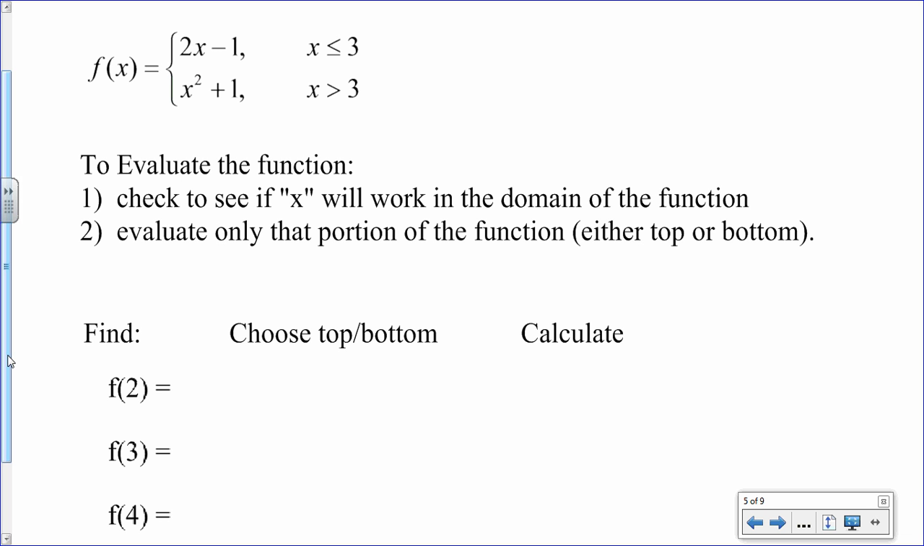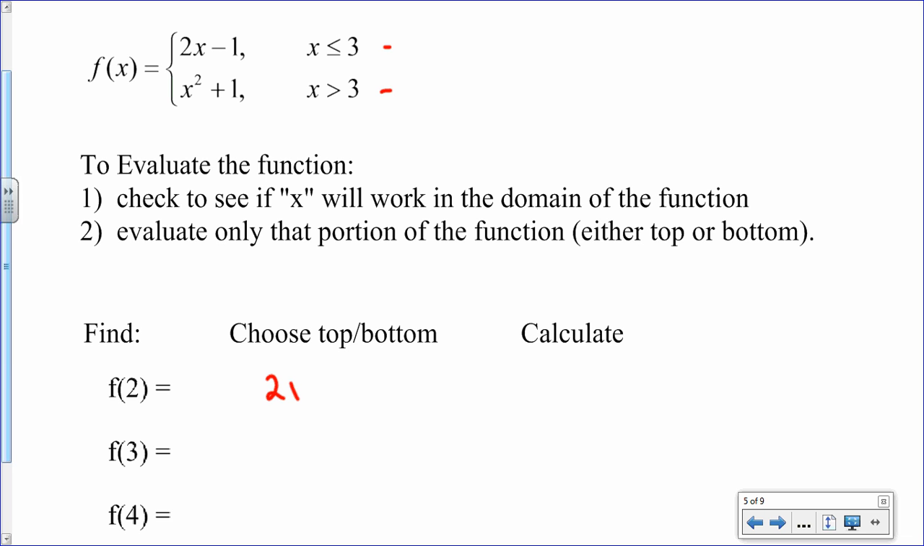So looking at this, f of 2. I have to decide based on these restrictions here. Is 2 less than or equal to 3 or greater than 3? So will I use the top or bottom equation? The top, because it's less than or equal to 3. So I'm going to use the top.